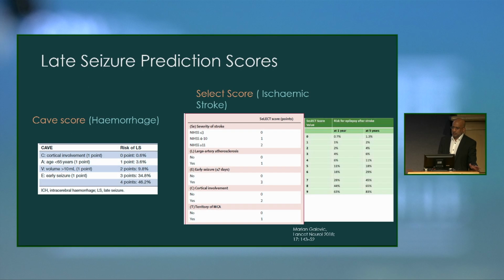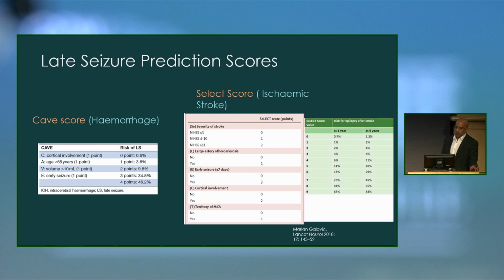So there's a way to categorize patients as having a higher risk of seizures as opposed to others. In the setting of hemorrhage, the CAVE score has been suggested, where one looks at the cortical involvement, the age of the patient under 65, volume of greater than 10 mils, and an early seizure, allotting 1 point each, and 4 points confers a 46% 5-year risk of seizures.